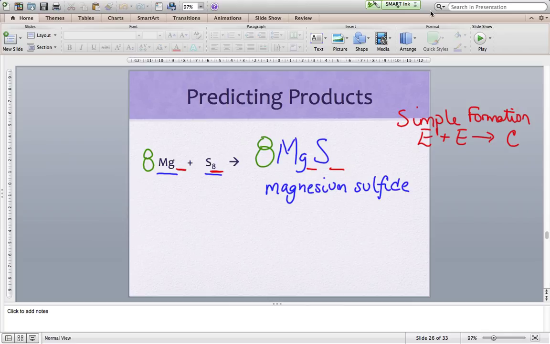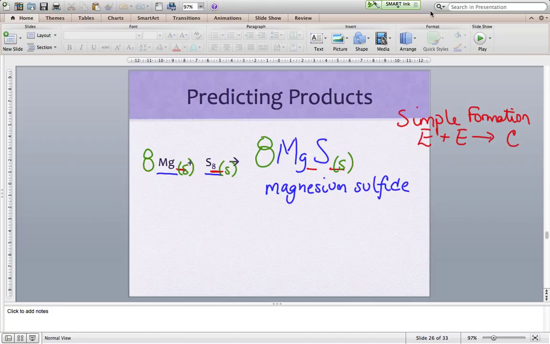The last thing that you'll need to do is assign states. So remember, magnesium and sulfur are found on the periodic table. If I look there, I can see these guys are both solids. So there we go, magnesium sulfide. Guys, if there's no water present in a reaction, you're going to end up with a solid ionic compound. Never an aqueous, always solid unless there's water involved in the reaction.